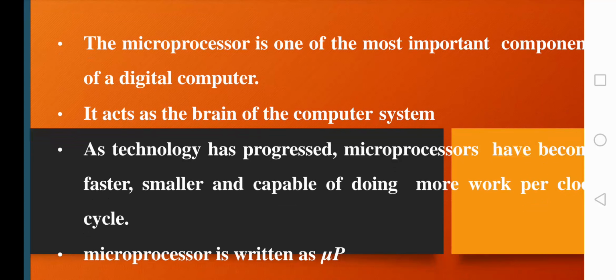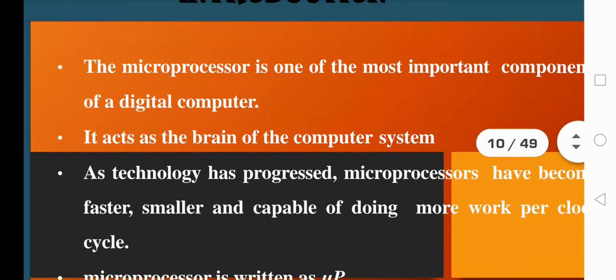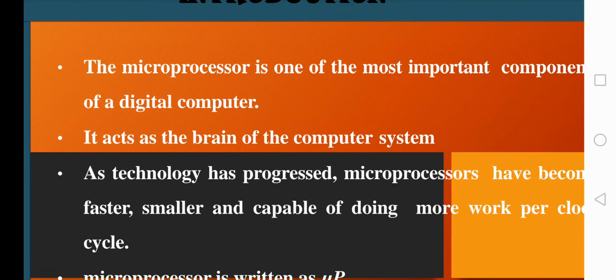So what do you mean by clock cycle, or otherwise clock speed, or clock rate? Clock rate means the number of instructions or operations that can be executed per second. As technology has progressed, more and more processors are being invented, and as the years have passed, the processors have become faster, smaller, more user friendly, more compatible, and capable of doing more and more operations per clock cycle.